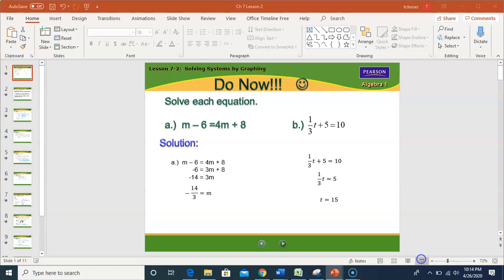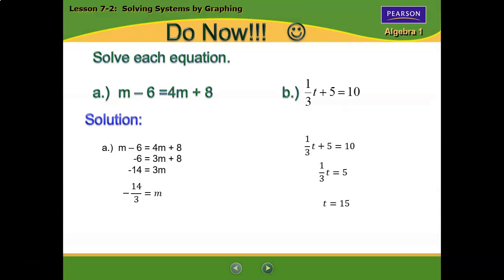All right, we have m minus 6 equals 4m plus 8. So as we can see here, we need to get our m's on the same side. So I'm going to subtract m from the left side and move it to the right side. So 4m minus 1m is 3m. And then we're going to get our constants on the other side. So since we have an 8 that is added to our m's, we're going to subtract 8. So negative 6 minus 8 leaves us with a negative 14.